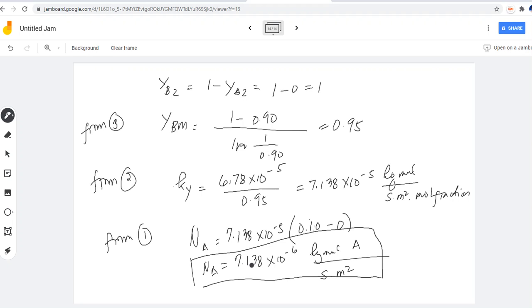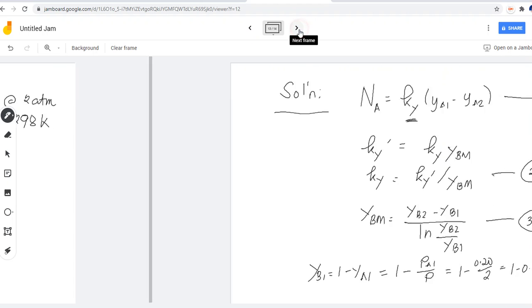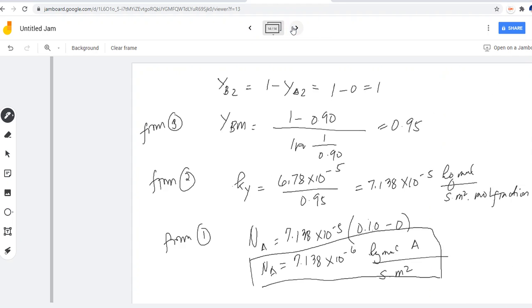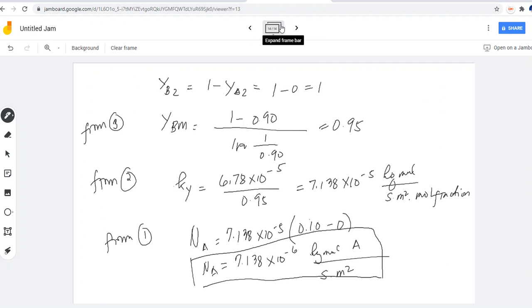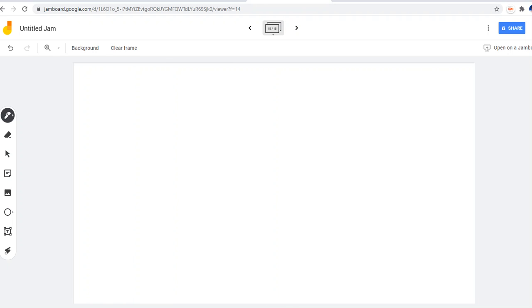So as to the conversion, it's just a matter of formula as to finding the value of K sub. We are required for K sub y and K sub g. So in the case of K sub y, we already did determine that one, and the value is this. Otherwise we can't find the rate of vaporization or the molar flux if we haven't determined in the first place the K sub y. So the last will be the determination of the K sub g.